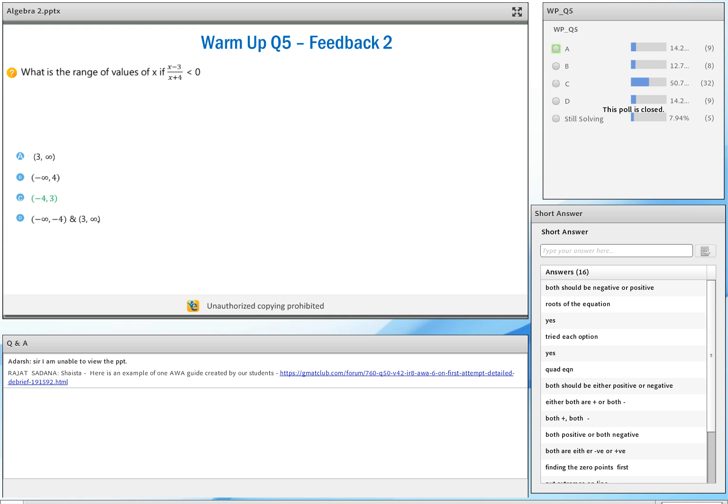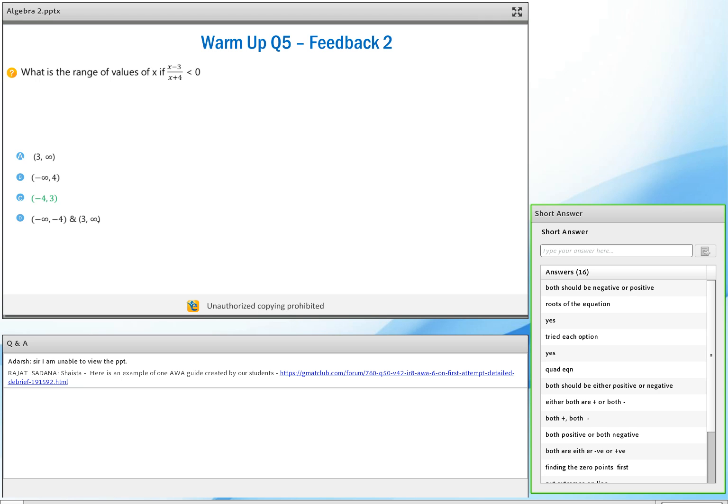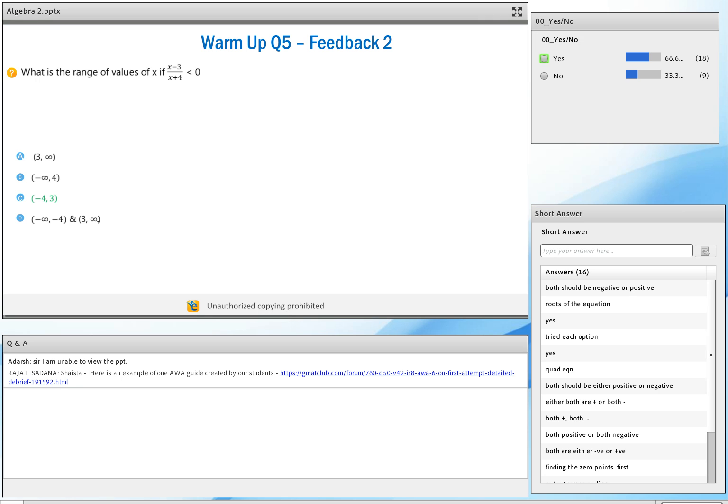The accuracy for this question is similar to the accuracy of the previous question. About 50% of the class got this question correct. But let me ask you one question here. Will it be the right approach if I solve this question by multiplying x plus 4 on both sides, so that x plus 4 cancels, and what I end up getting is x minus 3 is less than 0? Will that be correct?